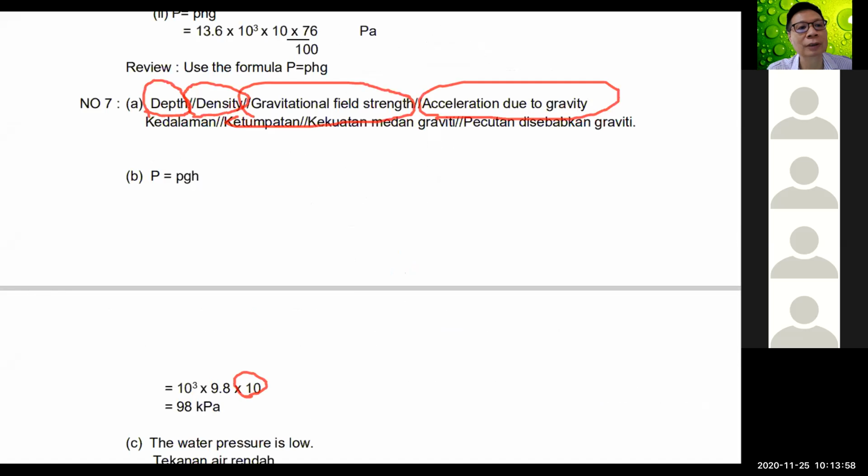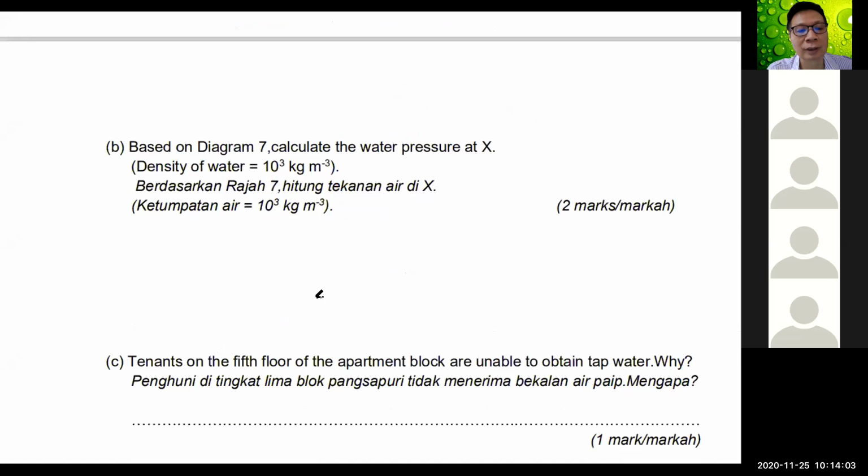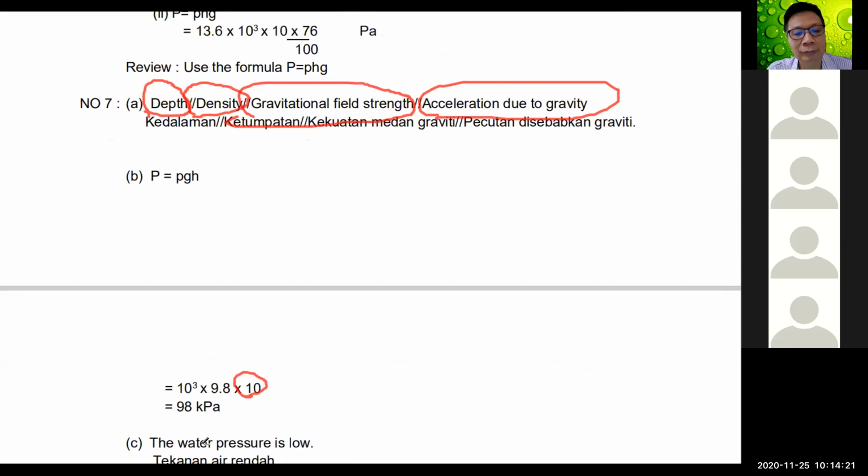Okay. Next question. Tenants on the 5th floor of the apartment block are unable to obtain water. Why? It's because of low pressure. This is common sense. You cannot get the water because of low pressure. So the answer is low pressure. The water pressure is low. That's the reason. Cannot get the water means low pressure.